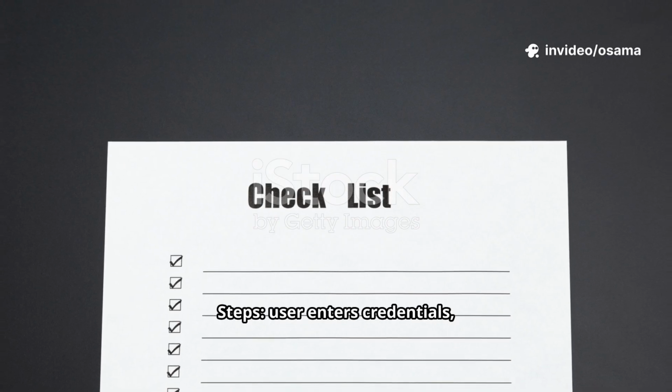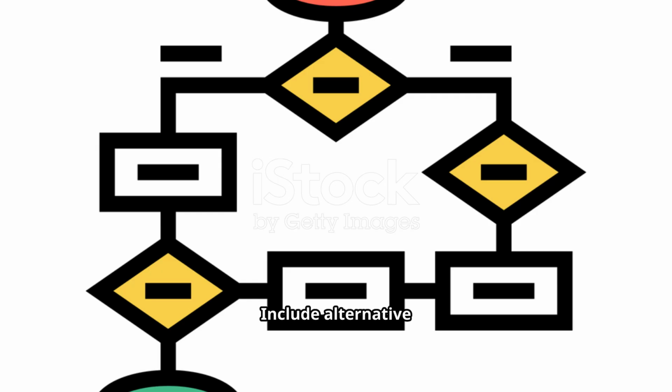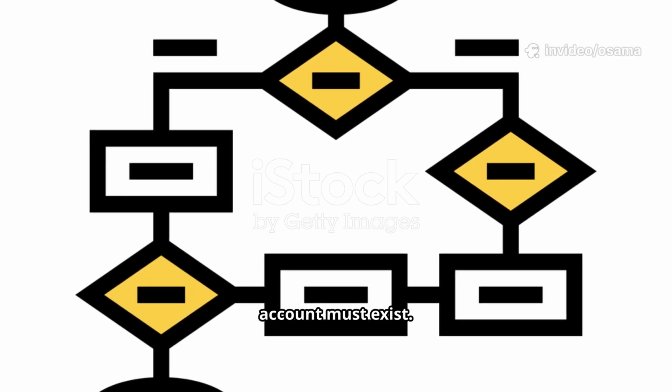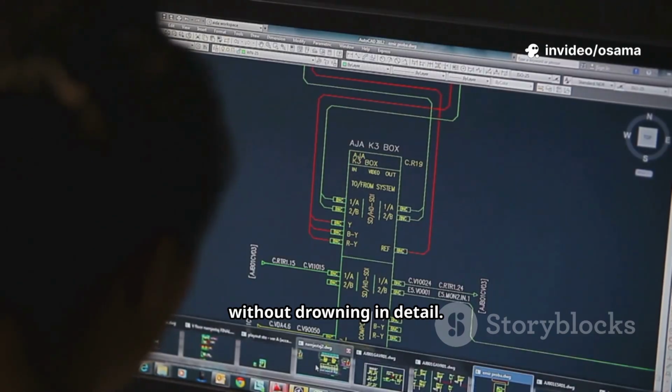Steps: user enters credentials, system validates, access granted to dashboard. Include alternative flows and preconditions, for example, wrong password, account must exist. Use case diagrams clarify scope without drowning in detail.